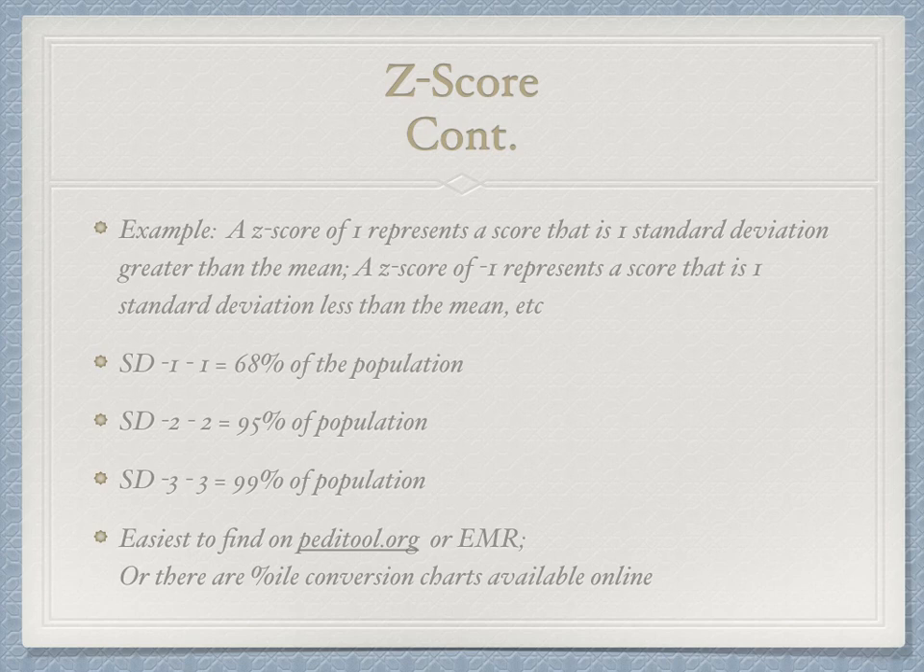The easiest way to calculate your Z-scores, once again, is to go to PediTool and plug it into the appropriate growth chart, or the EMR in your health facilities will often have it calculated as well. To find it, you simply hover on the dot that's on the growth chart and it should pull up the percentile and the z-score. There are percentile conversion charts available online should you choose to go that route.